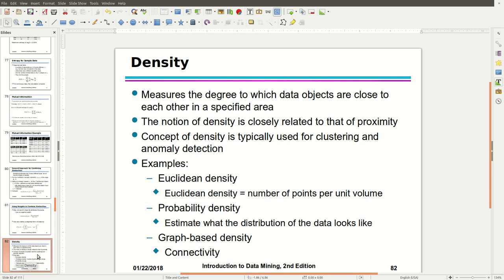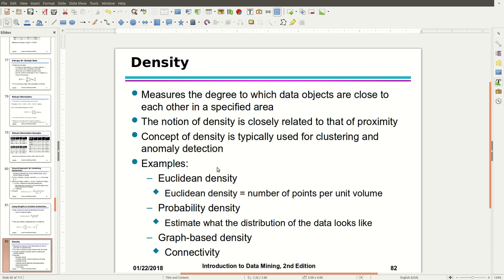As last topic, I will also talk about density. That's the measure of the degree to which data objects are close to each other in a specified area. So we are looking at maybe more than one dimension and calculating density. It is also closely related to proximity. Density has a really close concept with proximity. It is used for clustering and anomaly detection.